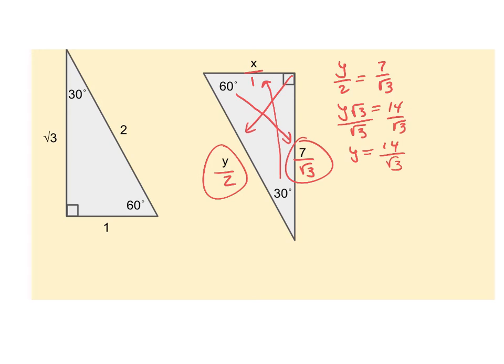Now I'm going to solve for x. To do that, I'm going to use these two and set them up in a proportion. So x over 1 equals 7 over the square root of 3. I don't need to cross multiply because x over 1 is just x, so x will equal 7 over the square root of 3.